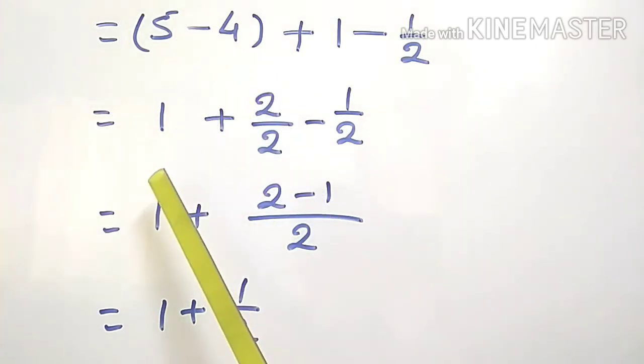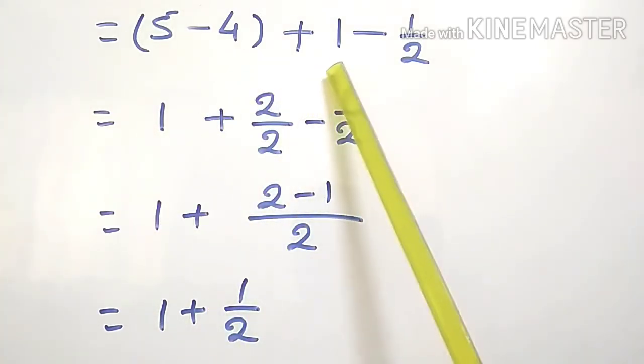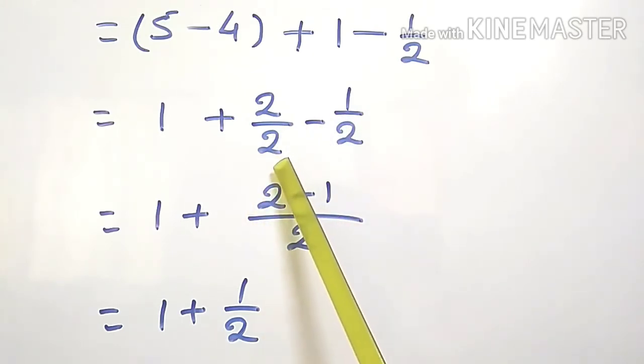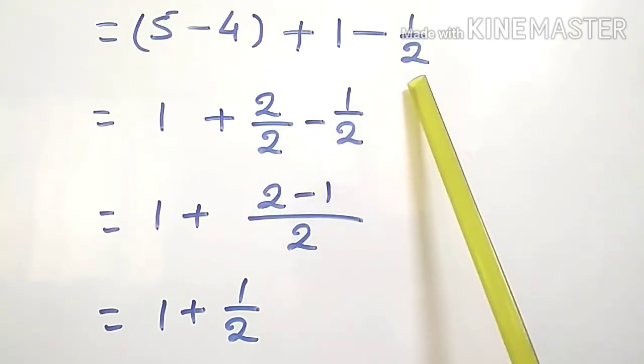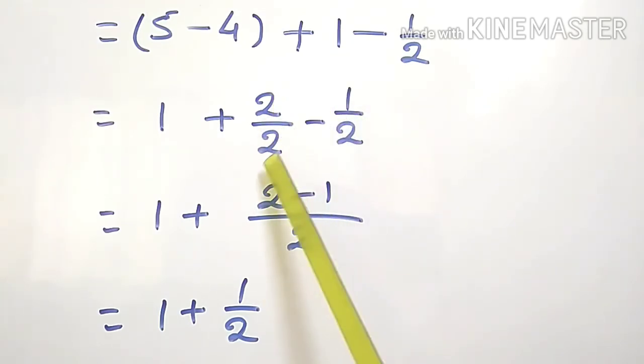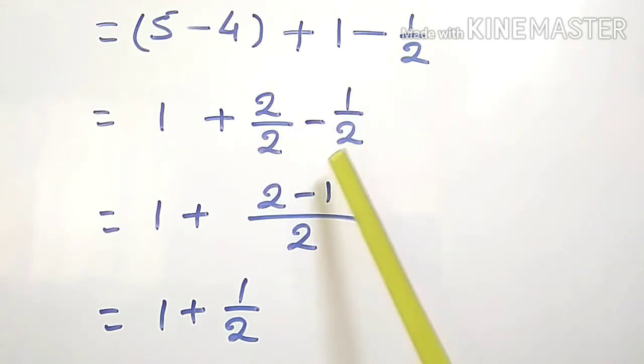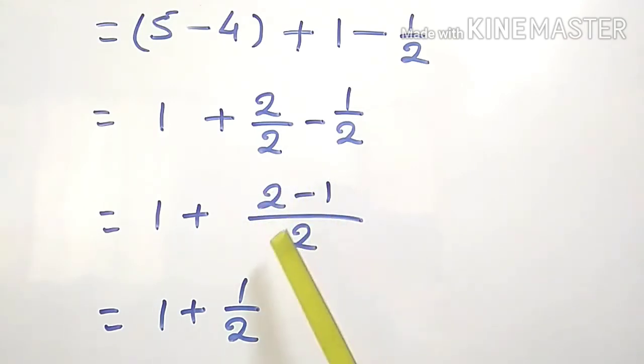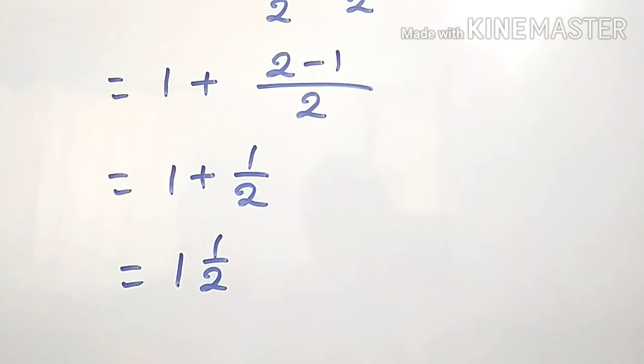5 minus 4 is 1, and in place of 1 we can write 2 by 2 because the denominator of the second fraction is 2. So in place of 1 write 2 by 2. Now these two are like fractions. Subtract the numerators. 2 minus 1 is 1 by 2. And 1 plus 1 by 2 is 1 whole number 1 by 2. It is the difference.